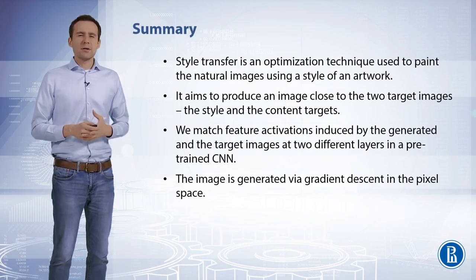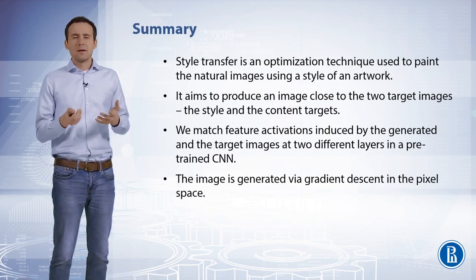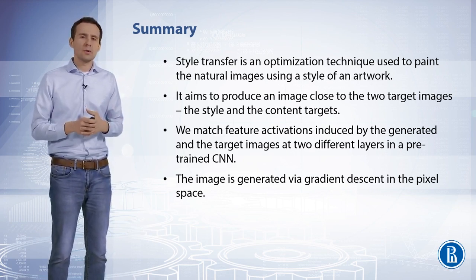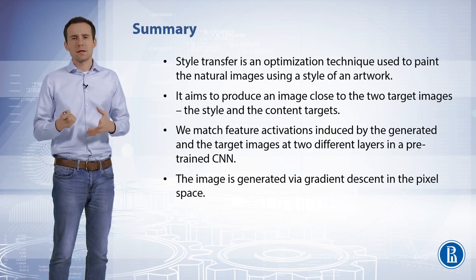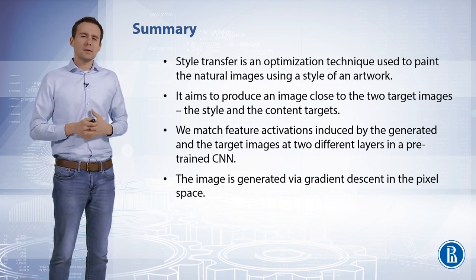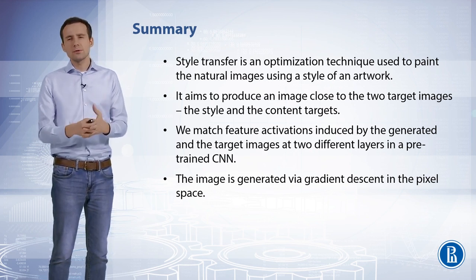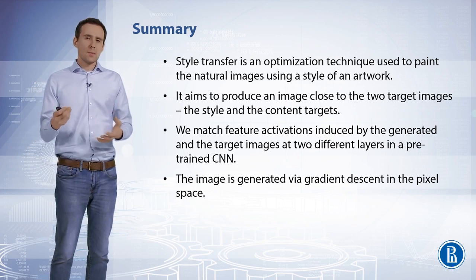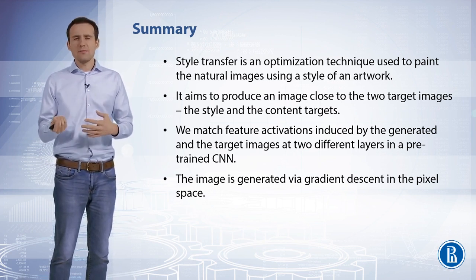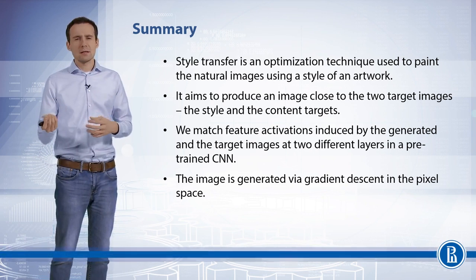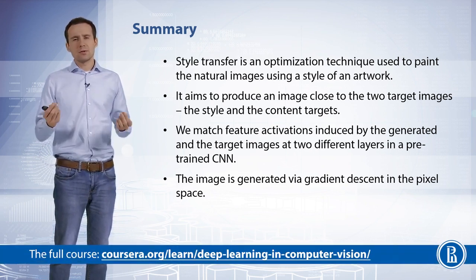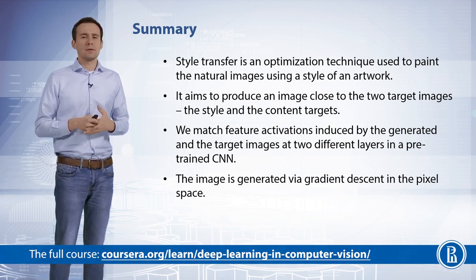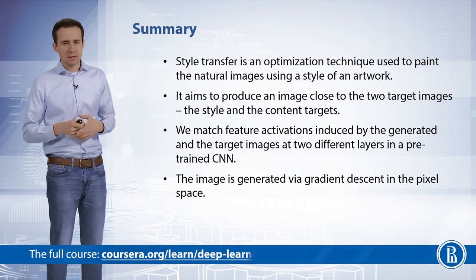To summarize, style transfer is an optimization technique that is used to paint natural images using the style of an artwork or any other style target image. Its target is to produce an image that is close to two target images, the style and the content targets. We generally aim to match feature activations induced by the generated and the target images at two different layers in a pre-trained convolutional neural network. The image is generally produced via gradient descent in the pixel space.